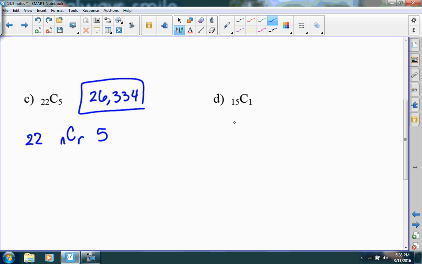And then for part D, here you have 15 items and you're combining them one at a time. Now think about that for a second. You have 15 items and you're choosing one at a time. How many different combinations are there? You should get 15. There's 15 different ways that you can pick 15 things one at a time. Okay? So when you see problems like this, think of what it actually means instead of just going right to your calculator and typing it in. Use a little bit of your brain power there too.